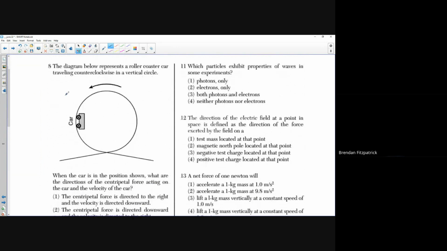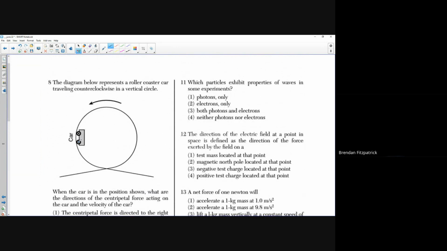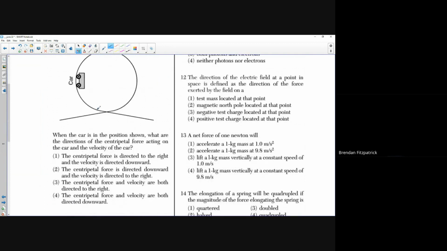Okay, 8. Looks like I got a car going around a circular track. Yep, vertical circle. When the car is at the position shown, what is the direction of the centripetal force acting on the car and the velocity of the car? The centripetal force always points to the center of the circle. And if something's moving in a circle, we have a tangent velocity. So let's see the answer choices. Force to the right, velocity downward. Choice 1.